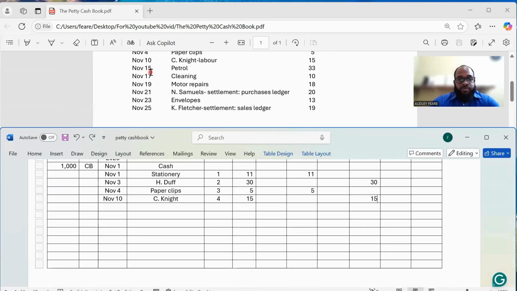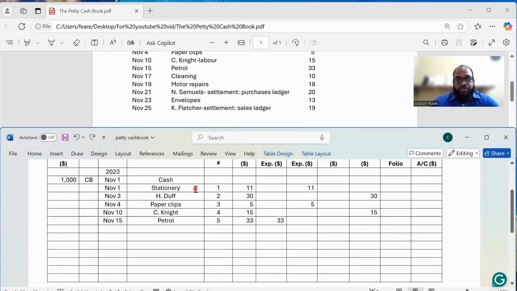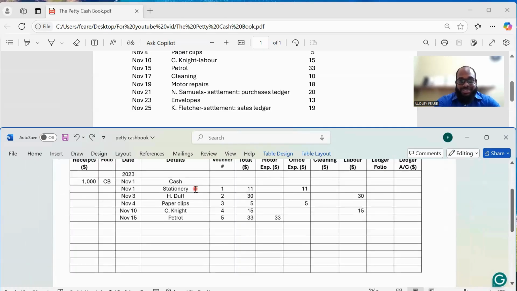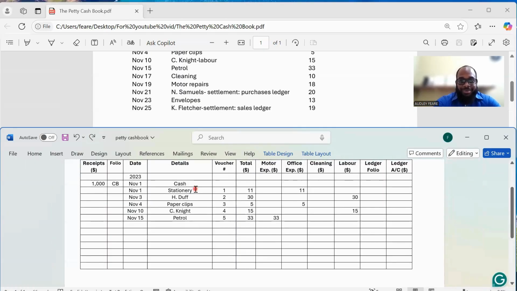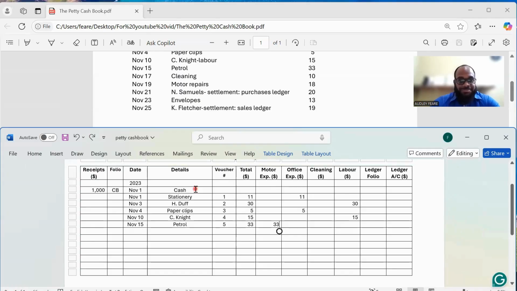So we have November 15 now. November 15, petrol, voucher number, just put something there, 5. Then we go on to 33. And of course, if it's petrol, it goes to our motor expenses. Do not go to cleaning, nor labor, nor office expense, nor ledger. All right. So the answers are basically inherent in terms of the type of expenses in the question.